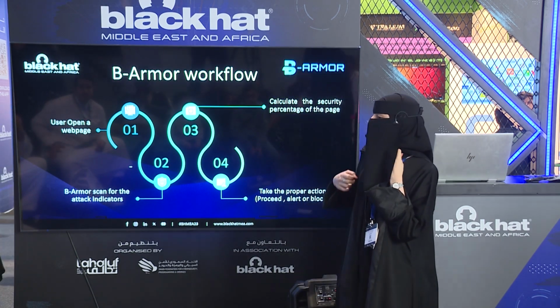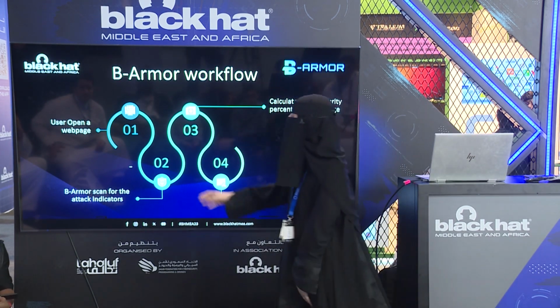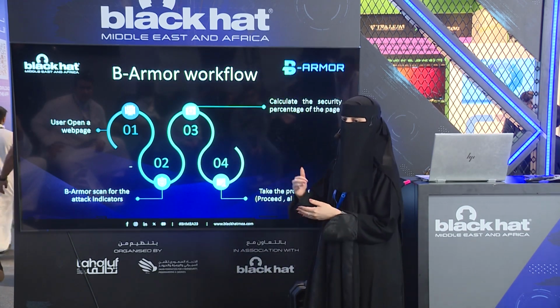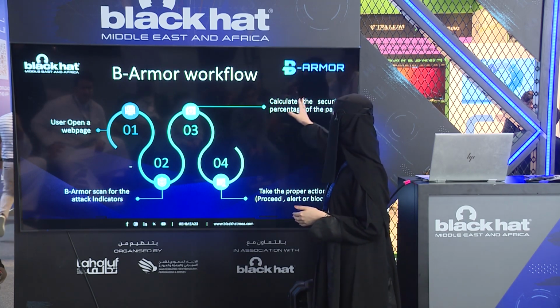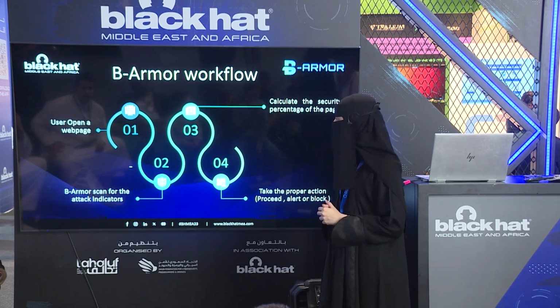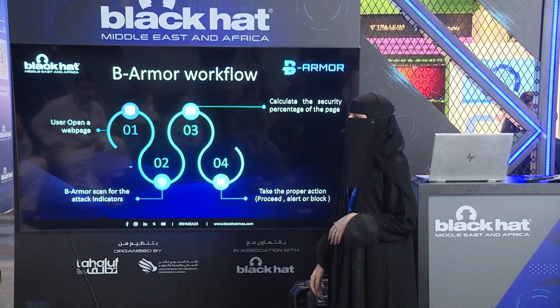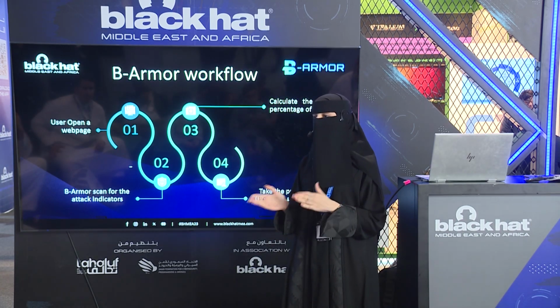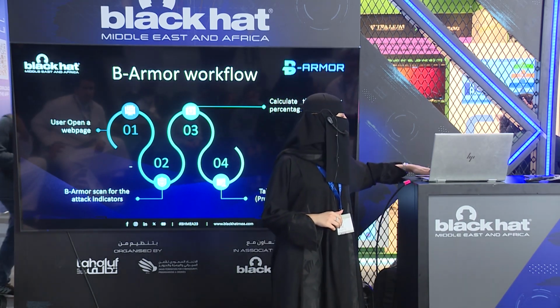This is how B Armor, our tool, works. When the user opens the web page, B Armor starts working, scanning the indicators, then calculates the security percentage and gives a score out of 100%. Then it will take action. If it's okay, it proceeds. If it's not, it can block or give an alert.